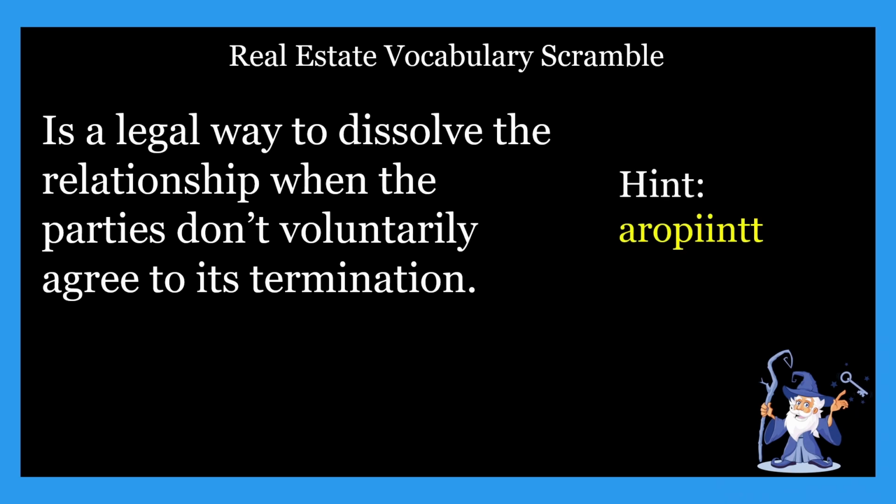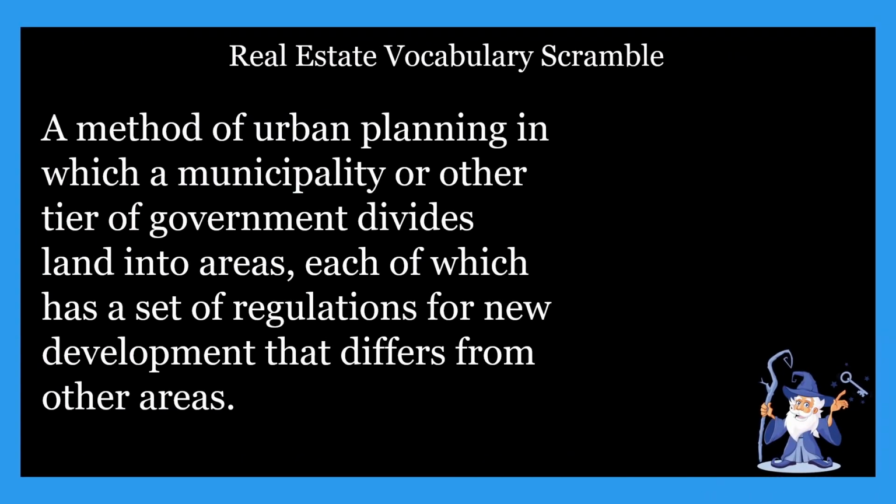All right, here is your scramble. And here's your answer. Partition. Partition is a legal way to dissolve a relationship when parties don't voluntarily agree to its termination. So yeah, one of those basic real estate law related terms that you need to be aware of. All right, next one. A method of urban planning in which a municipality or other tier of government divides land into areas, each of which has a set of regulations for new development that differs from other areas. I think that went over.